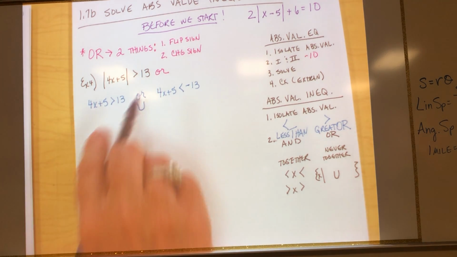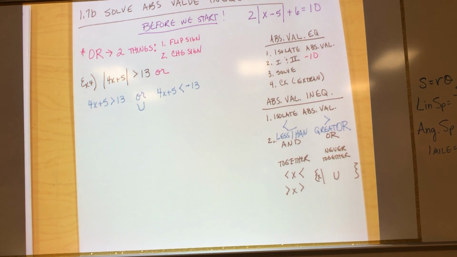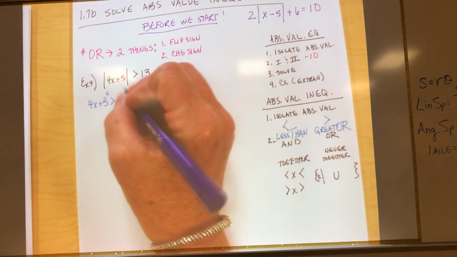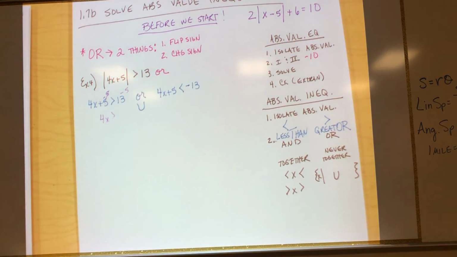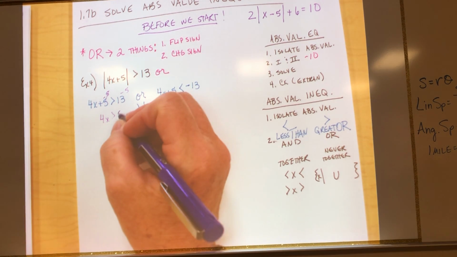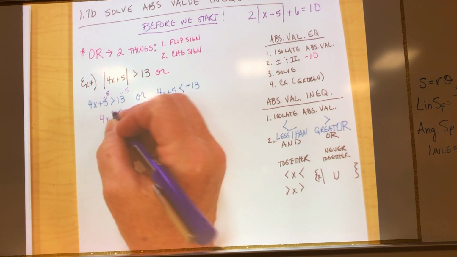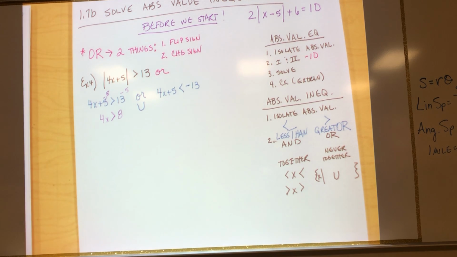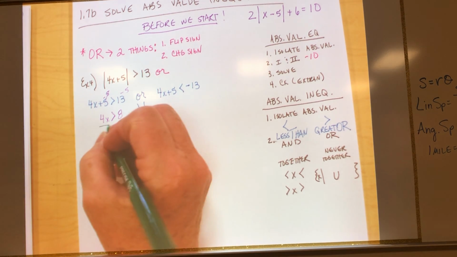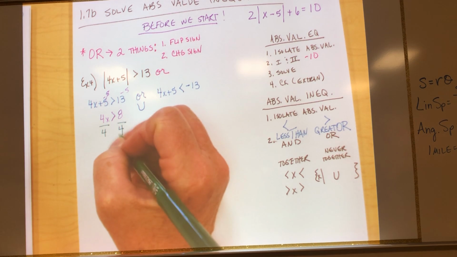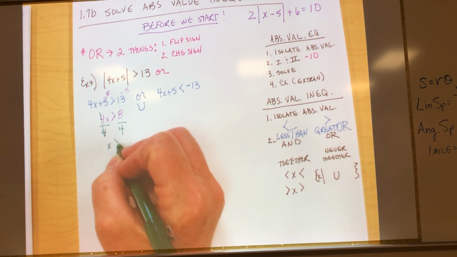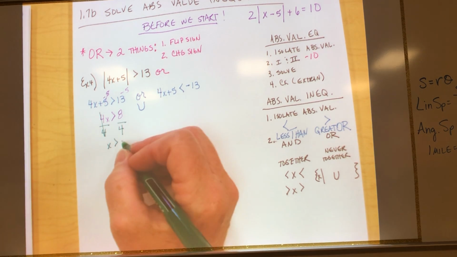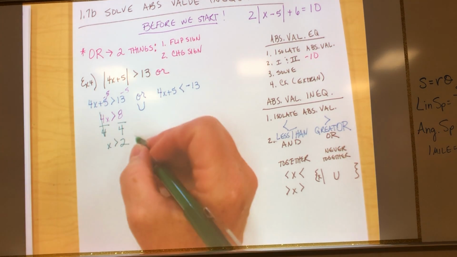All right? So over here, I'm going to solve this one. Tell me what to do first. Subtract 5. Okay, so I'm going to subtract 5 from both sides. So I got 4x is greater than, what's 13 minus 5? 8. Yes. Okay. And then what am I going to do? Divide by 4. Do I need to flip the sign? No, only when you multiply or divide by negative. So then I have x is greater than, what is 8 divided by 4? 2. Union.